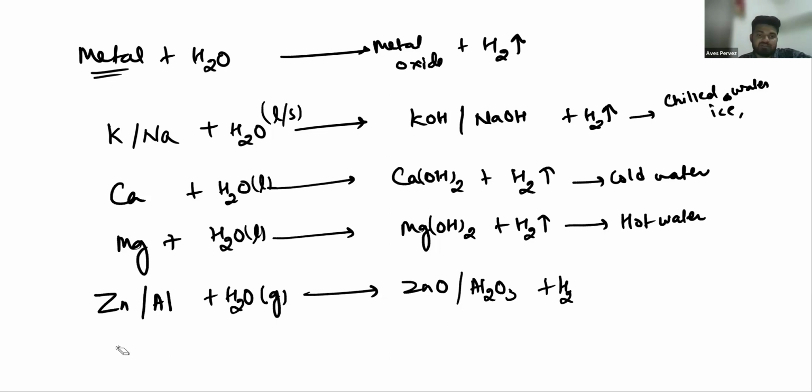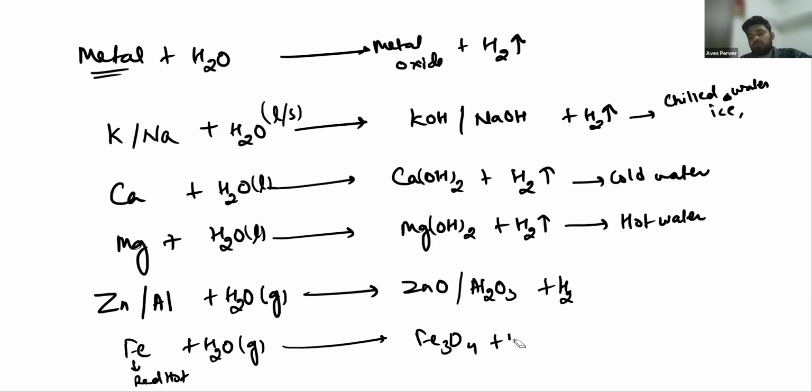The next one, after aluminium, is iron, Fe. When Fe reacts with water, it should be steam and the iron should be red hot, and it will give you Fe3O4 plus hydrogen gas. Got it? Put it down.